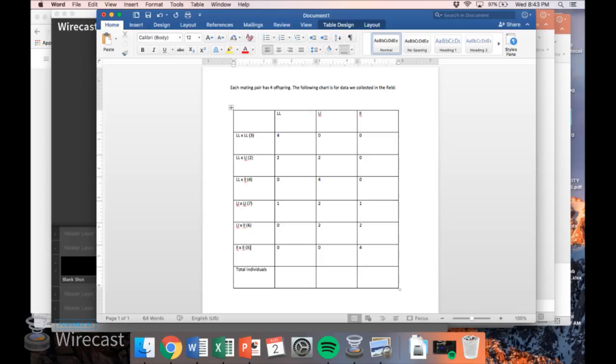If I have 2 pairs, I'm going to multiply this by 2. Okay, so I'm going to get 4 of these individuals. This one's also going to get multiplied by 2, so I'm going to get 4 of those. I have 4 of these pairs, and normally with one pair, I get 4 offspring. But if I have 4 pairs, I'm going to get 16 offspring. If I have one pair, I usually get 1 of these. If I have 7 pairs, I'm going to get 7 of these.